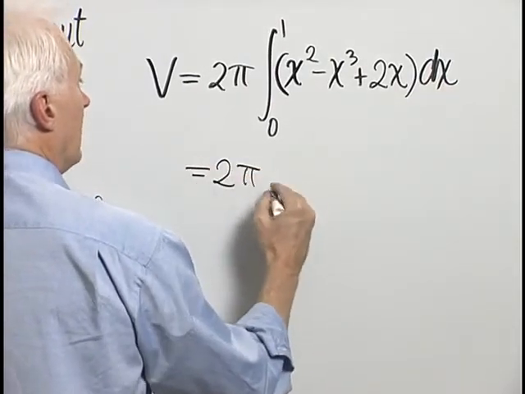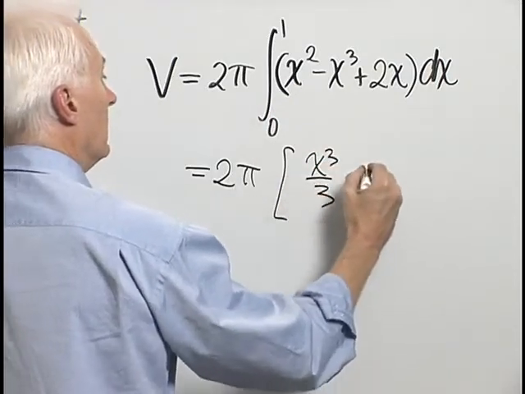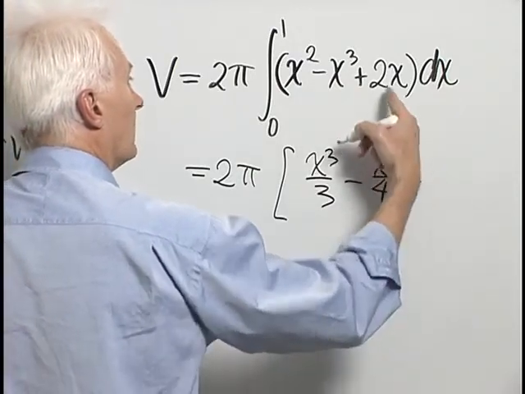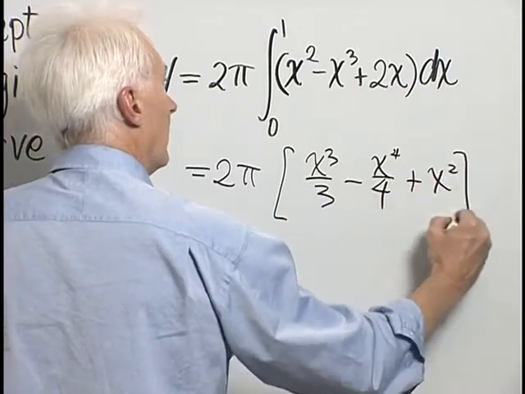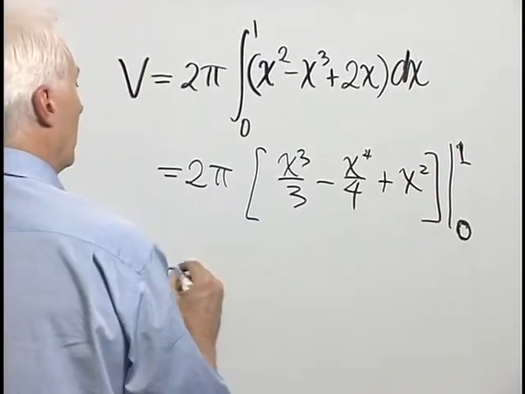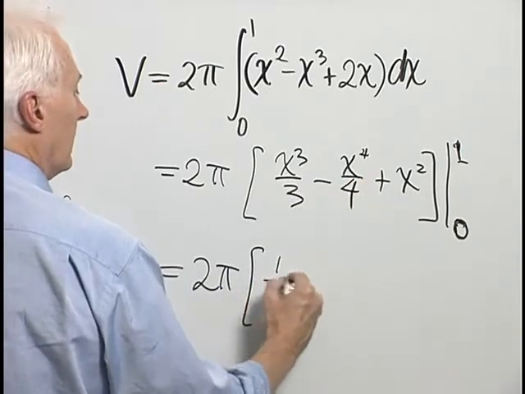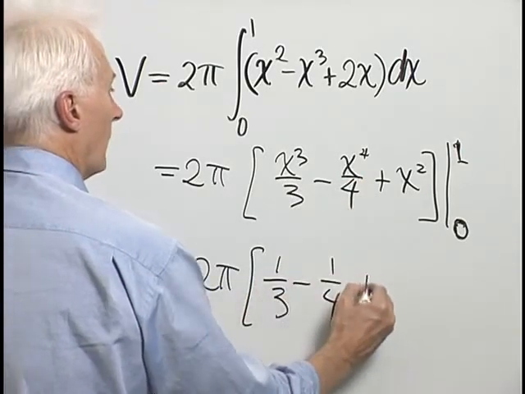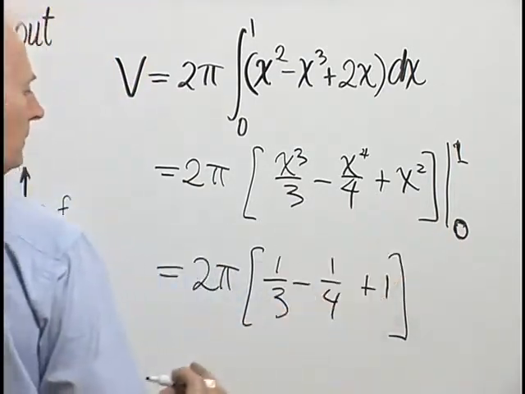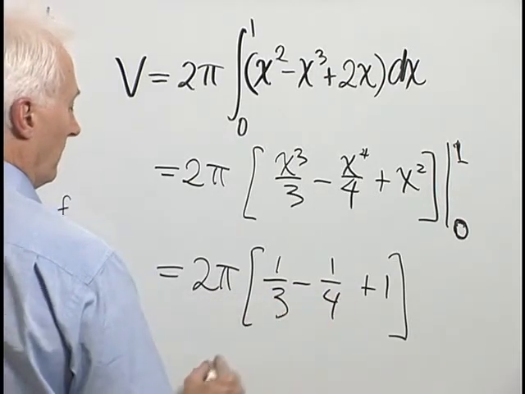So now we just anti-differentiate. Antiderivative of x squared is x cubed over 3, minus antiderivative of x cubed is x to the 4th over 4, plus antiderivative of 2x is x squared, and that's to be evaluated between the limits 0 and 1. So when I put x equal 1, I get a third minus a fourth plus 1, and of course subtracting what I get by putting in 0, that'll be 0.